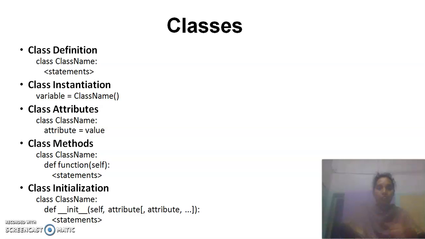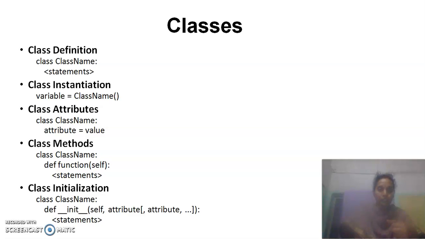The first terminology is the class. To define a class, we have to use the keyword class, followed by the user-defined class name. Then the set of statements to be declared or defined under the class. To define an object, we use the class name and assign it to a variable name.